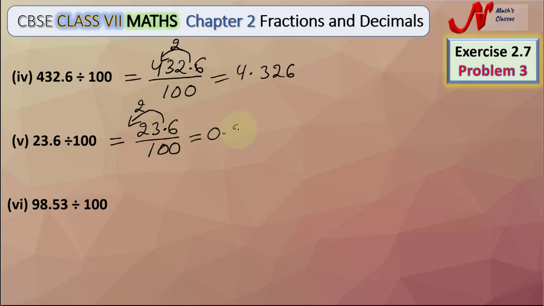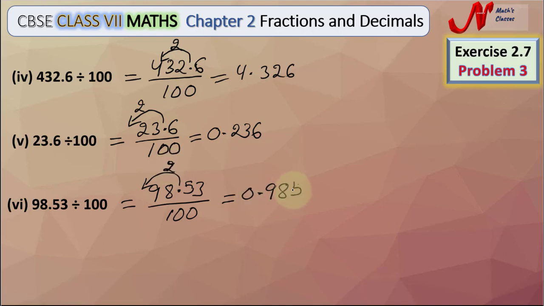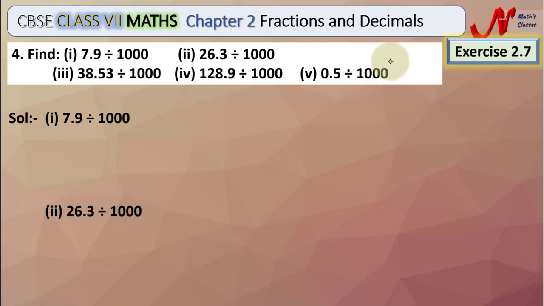So which can be written as 0.236. Next we find the value of 98.53 divided by 100, which can be written as 98.53 divided by 100. In denominator we have 2 zeros, so we shift the decimal point to the left by 2 places. So it can be written as 0.9853. Now we solve the fourth problem of exercise 2.7.